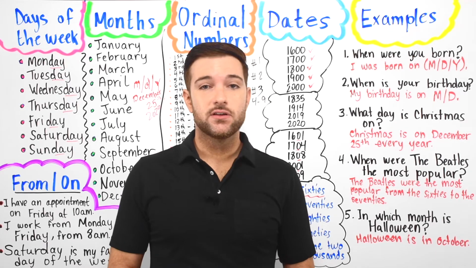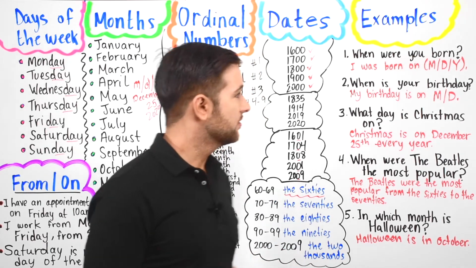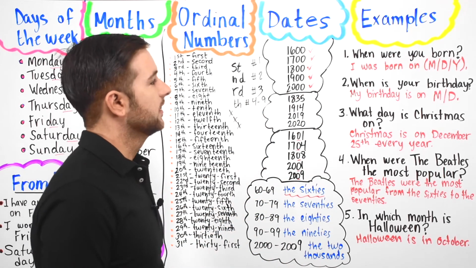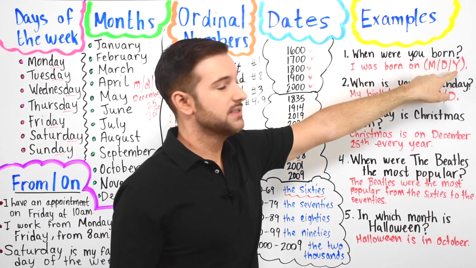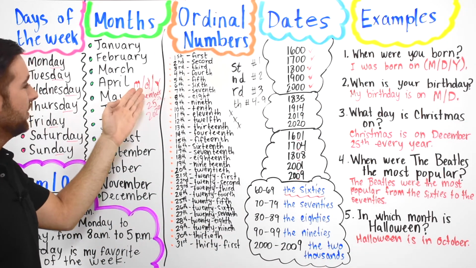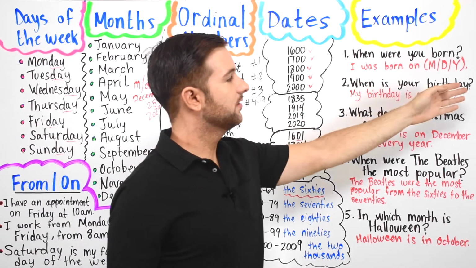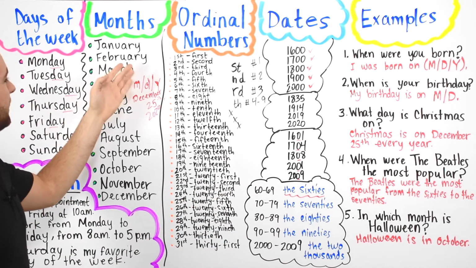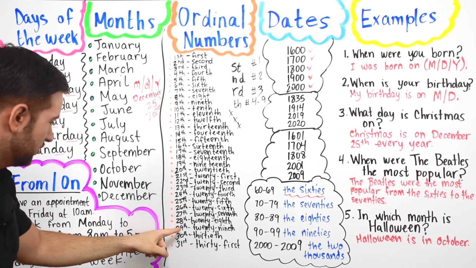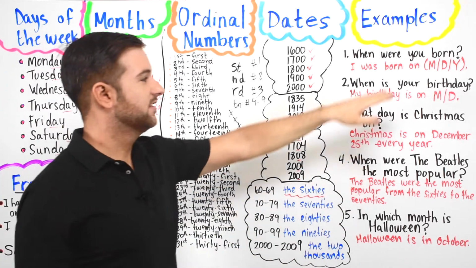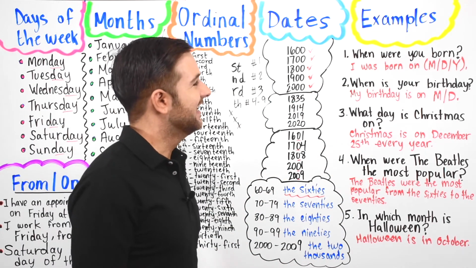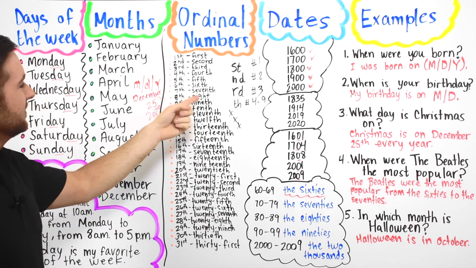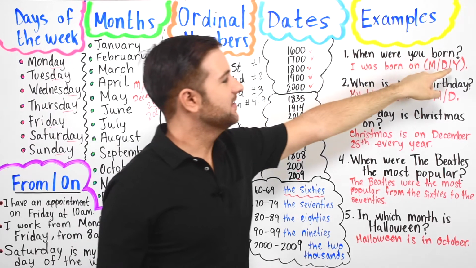Now let's go ahead and learn how to talk about when you were born. In the first example, number 1, it says, when were you born? And then it says, I was born on month, day, year. You remember how we had it over here, month, day, and year? I was born on, you choose. I was born on February 29th. And then choose a year. So I was born on April 6th, and then you choose the year.